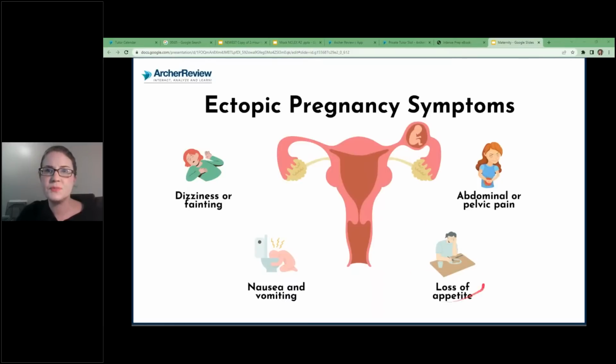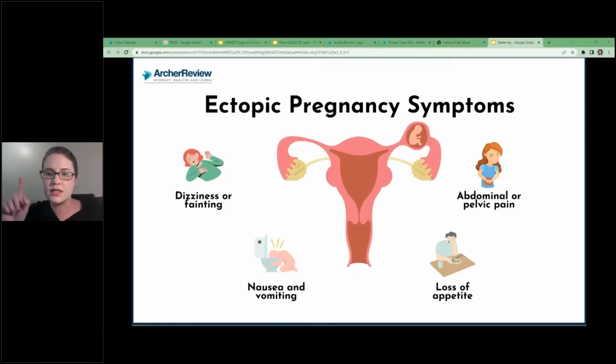Over time, these patients lose appetite and eventually they'll start having severe nausea and vomiting. And if this puppy is about to rupture, these patients can have severe dizziness and they can even have syncopal episodes. I can still remember vividly when I was a newer nurse in the ER, I had a patient with a suspected ectopic. She was pregnant, she was spotting, she had unilateral pain, she was feeling woozy.